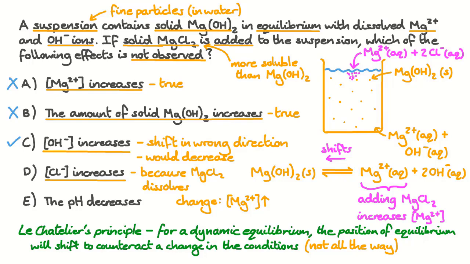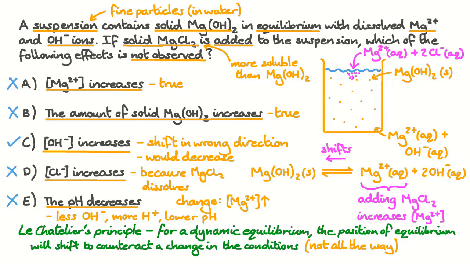But let's have a look at the other options just in case. The chloride ion concentration would increase when adding magnesium chloride because the magnesium chloride would dissolve. And the last option, the pH decreasing, is a little bit of a tricky one, but because we have less hydroxide ions, we will have a greater concentration of H+. Therefore, we would expect the acidity of the solution to increase and the pH to decrease.